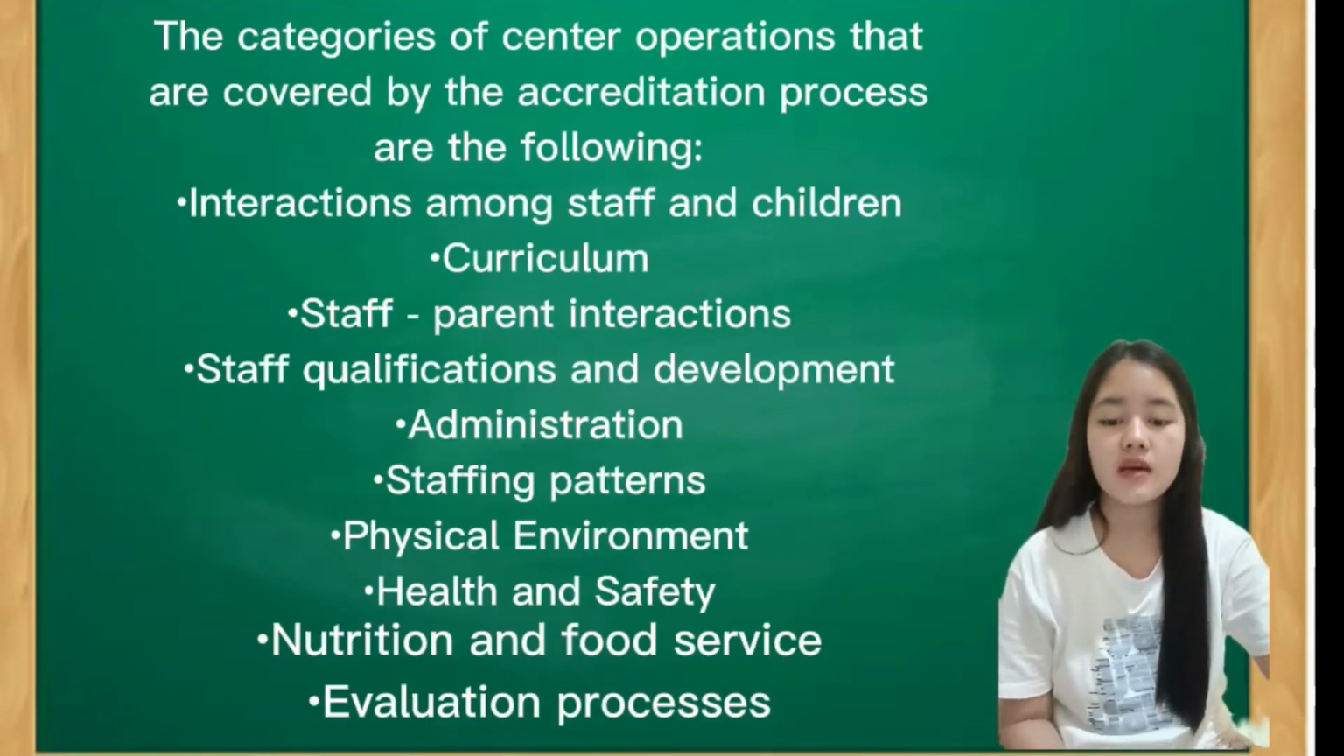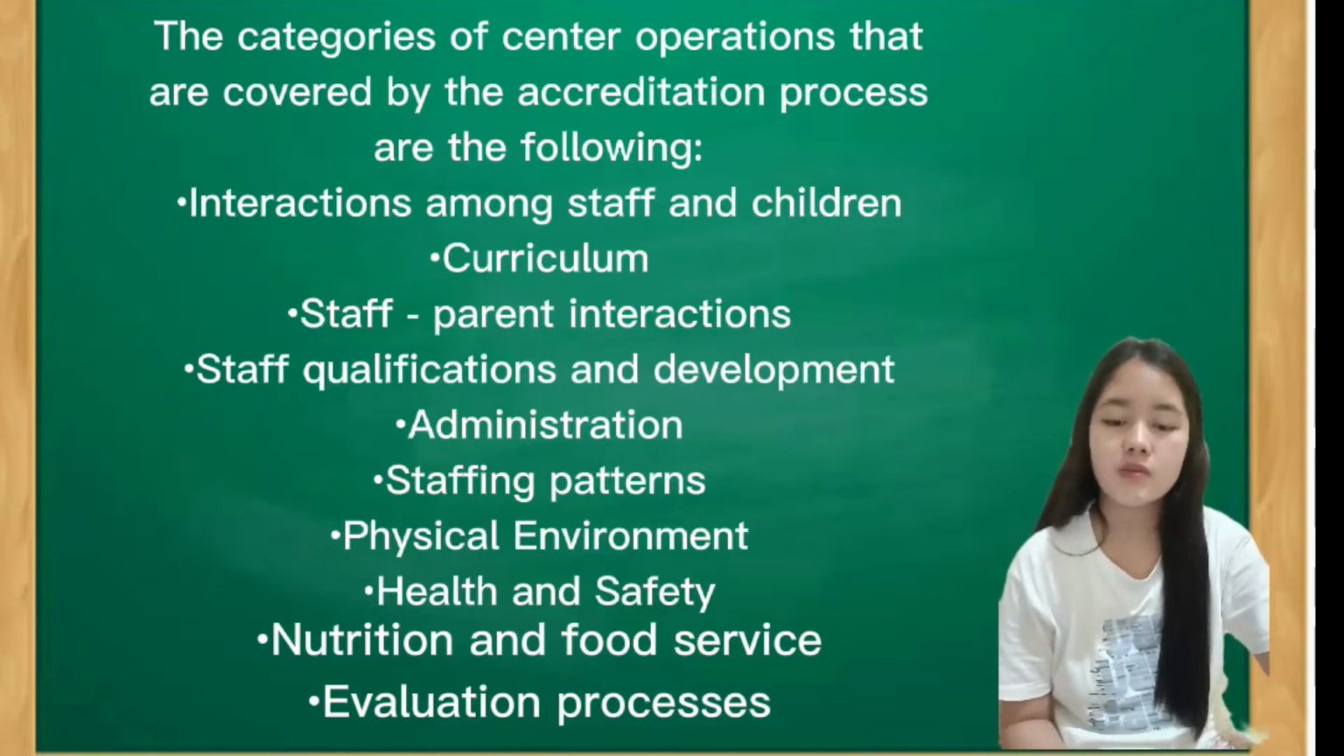The self-study step is the critical element of the accreditation process. After paying a fee and receiving the accreditation manual, the directors, teachers, and parents rate the quality of the programs in 10 different categories. Upon the completion of the self-study, a final report is prepared and the results are reported to the academy. Academy personnel review the materials to determine whether the information is complete or whether further material is needed. The categories of center operations that are covered by the accreditation process are the following.